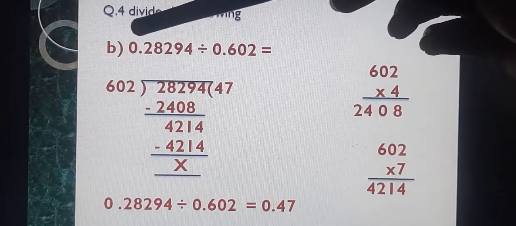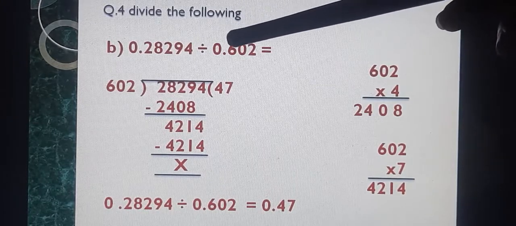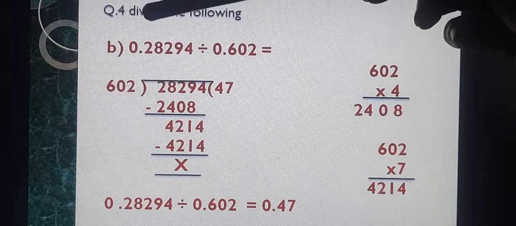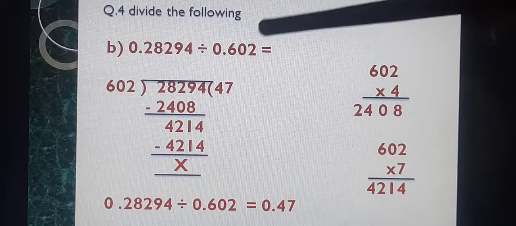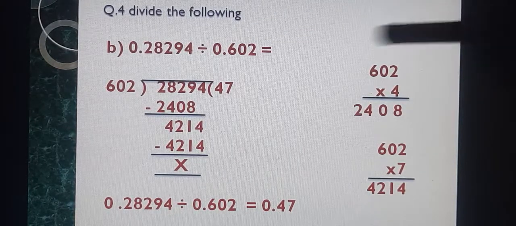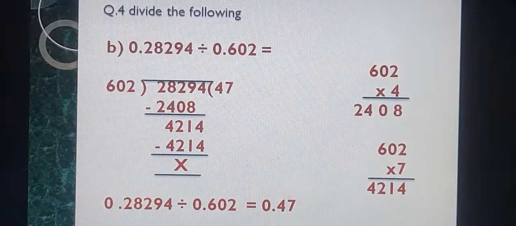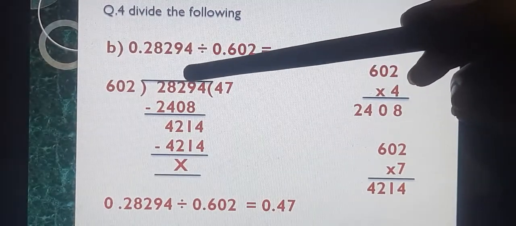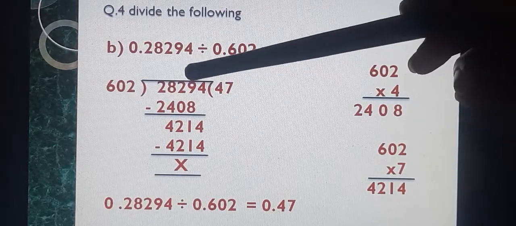Next is B part. 0.28294 divided by 0.602. So see, after decimal in dividend 1, 2, 3, 4, 5 digits, and here 1, 2, 3. So we will start division without considering the decimal. 28,294 divided by 602. 602 282. Division is not possible. So we will put 0 in quotient and we will take one more digit.